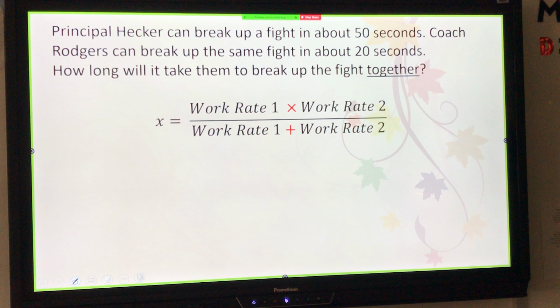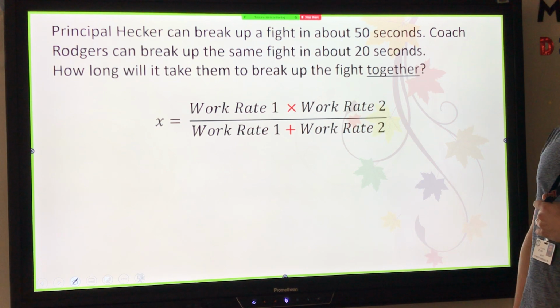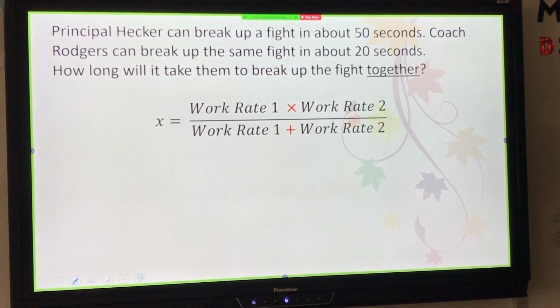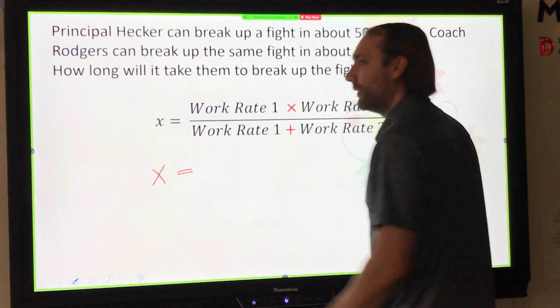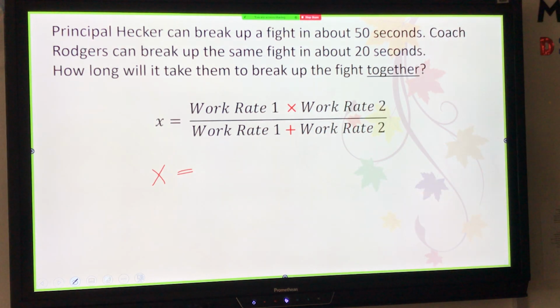So Principal Hecker can break up a fight in about 50 seconds. Coach Rogers can break up the same fight in 20 seconds. How long would it take them to break up the fight together? Well, we're not going to go into that. We're going to try to do some math here.